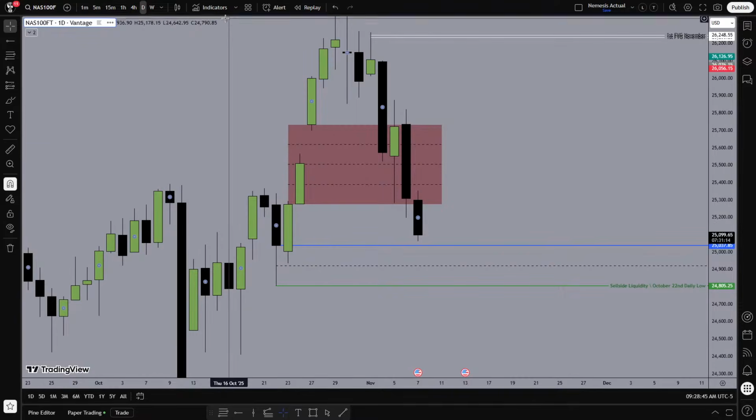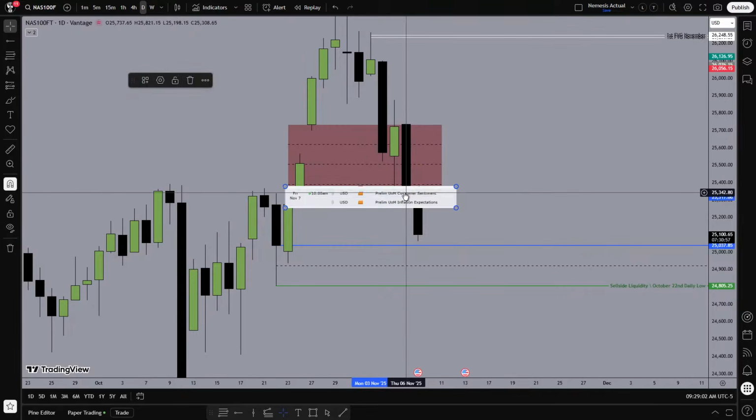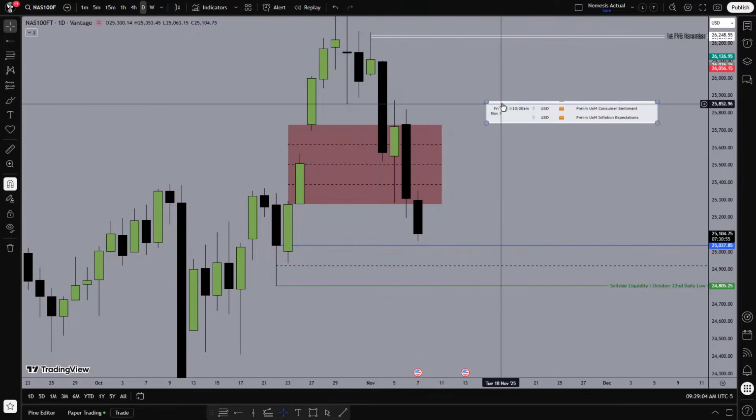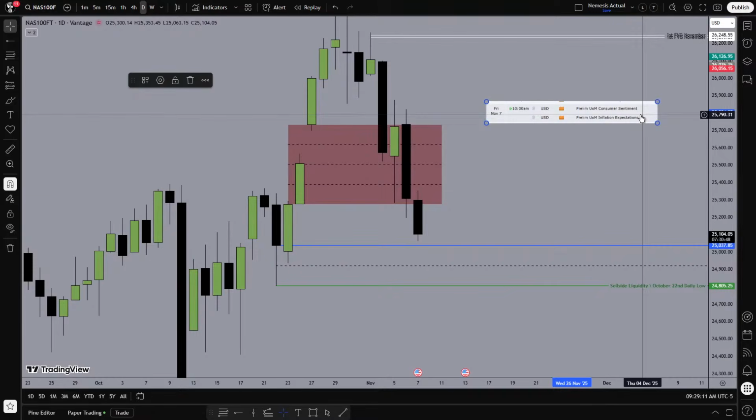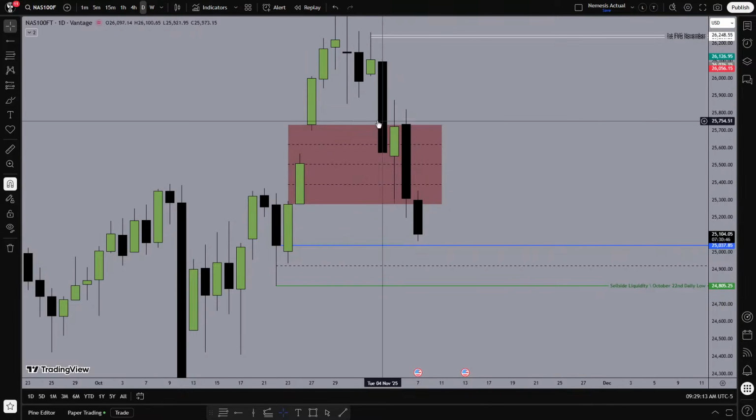In terms of the news drivers, I'll show you what we have. So yeah, all the red folder news were cancelled. So now the only thing we basically have is the 10 o'clock orange news, which can still be good. So these are the targets we'll be watching.